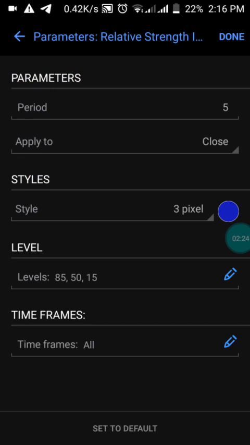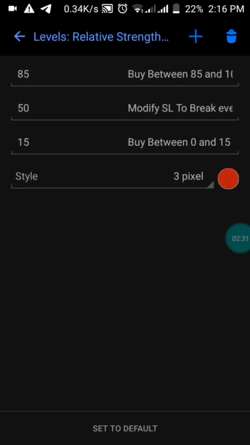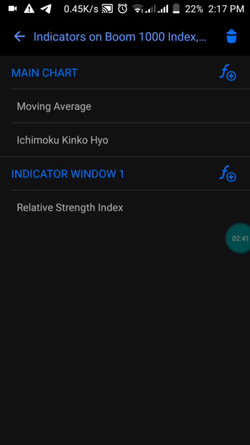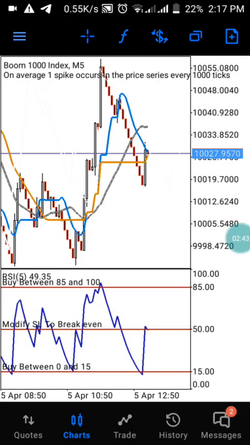So we have the period of 5, we have apply to close, we have style to be in blue color. So we have our levels also here. We have our 85 level, we have our 50 level, and we have our 15 level. I have that to be in red color. Then you can press on done. Once you set it up, you will have the same chart.